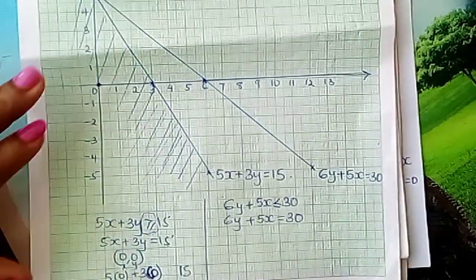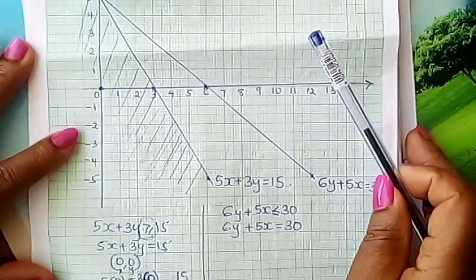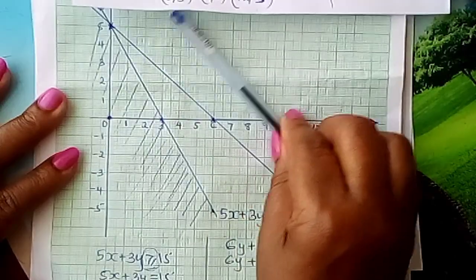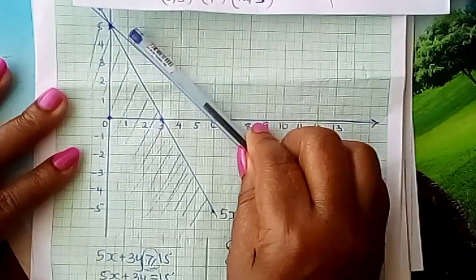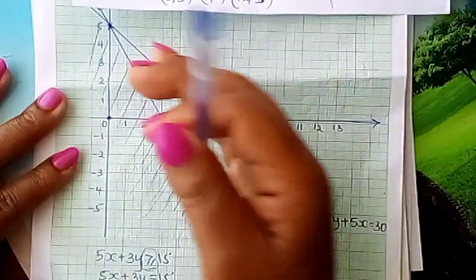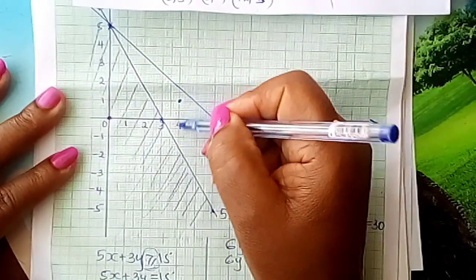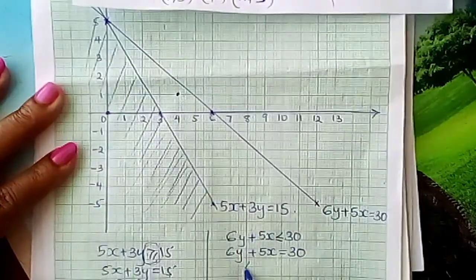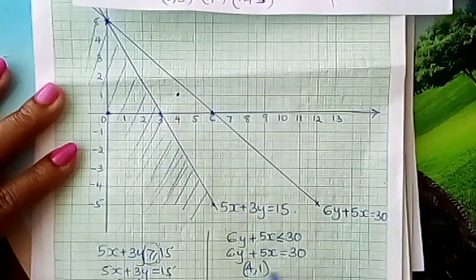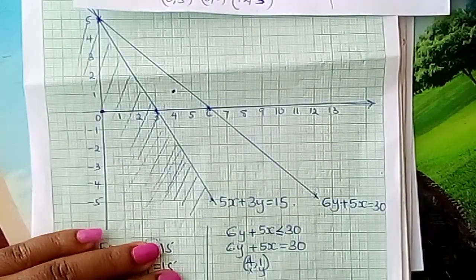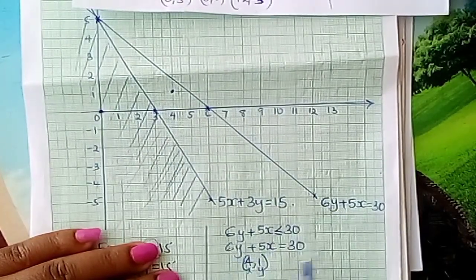So from there you pick a point. Look at this, learner. You either pick a point on this side or this side to tell you where to shade. Let us pick this side, like 4, 1. Pick a point, 4, 1, so that it tells you where to shade. This is your x coordinate and this is y. So you substitute them here.